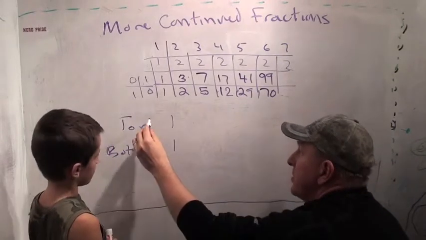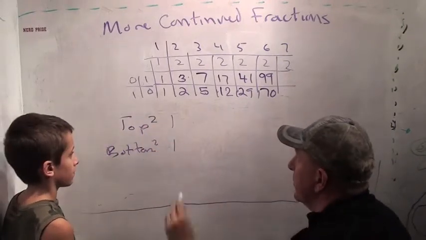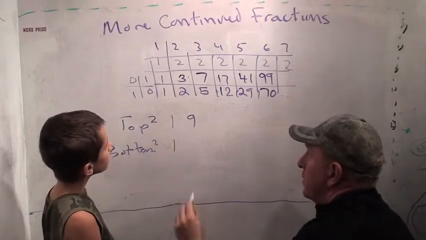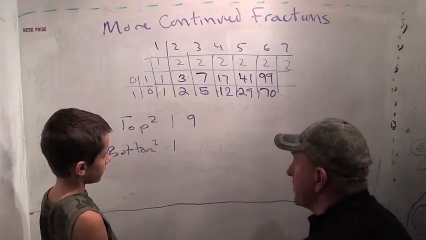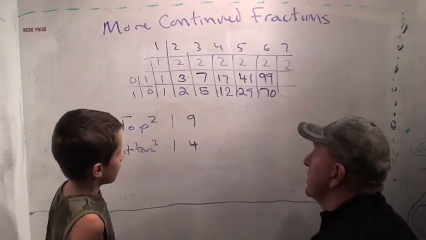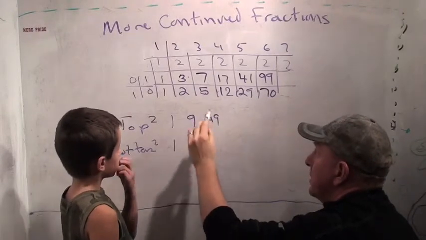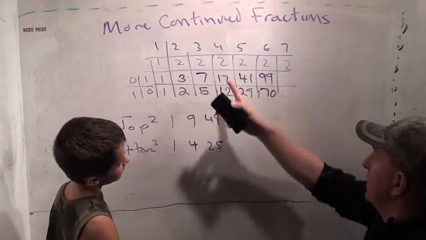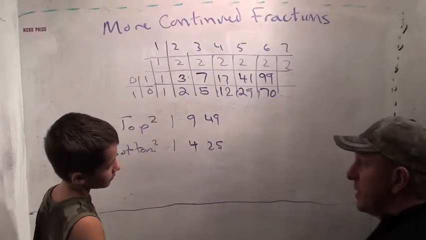We're going to do top squared and bottom squared. Didn't matter for 1 over 1. What's the top squared here? What's 3 squared? It's 9. What's the bottom squared? It's 4. Okay. What's the top squared? 49. Bottom squared is 25. Okay. 17 squared is 289.